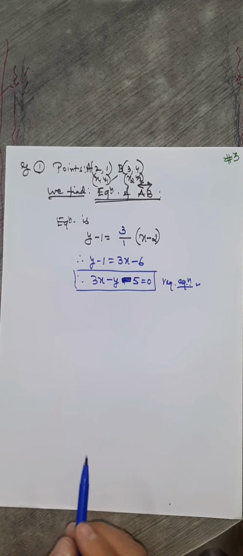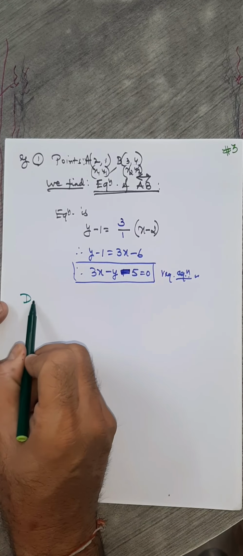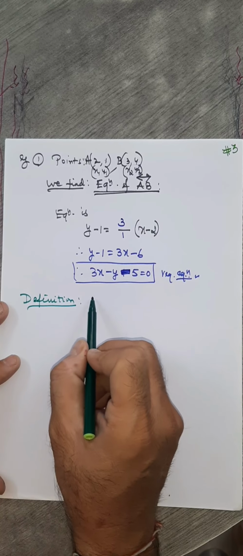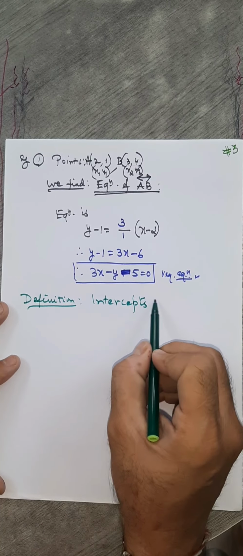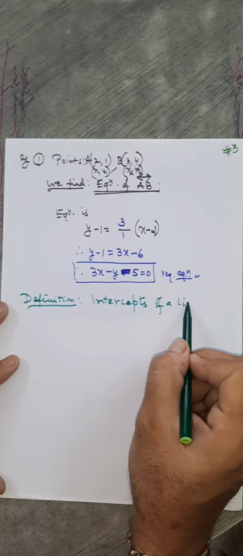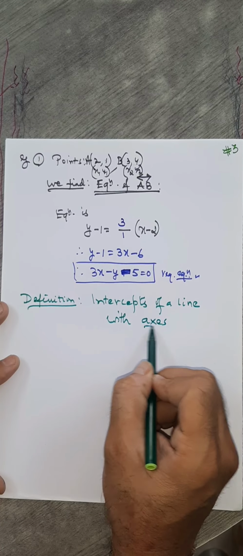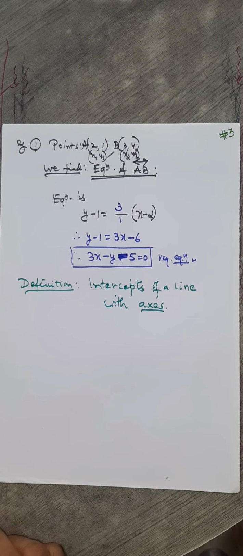Now next, that's about intercepts, but before I come to that form, we define. So the next definition is about intercepts. Intercepts of a line with the axes. Axes means x-axis and y-axis. Intercepts of a line with the 2 coordinate axes. Now what is that? I'll discuss.